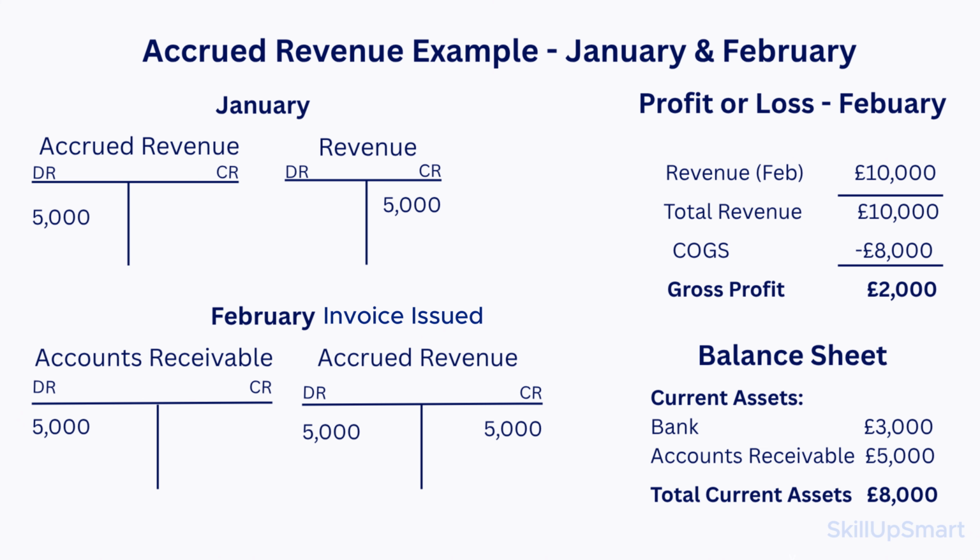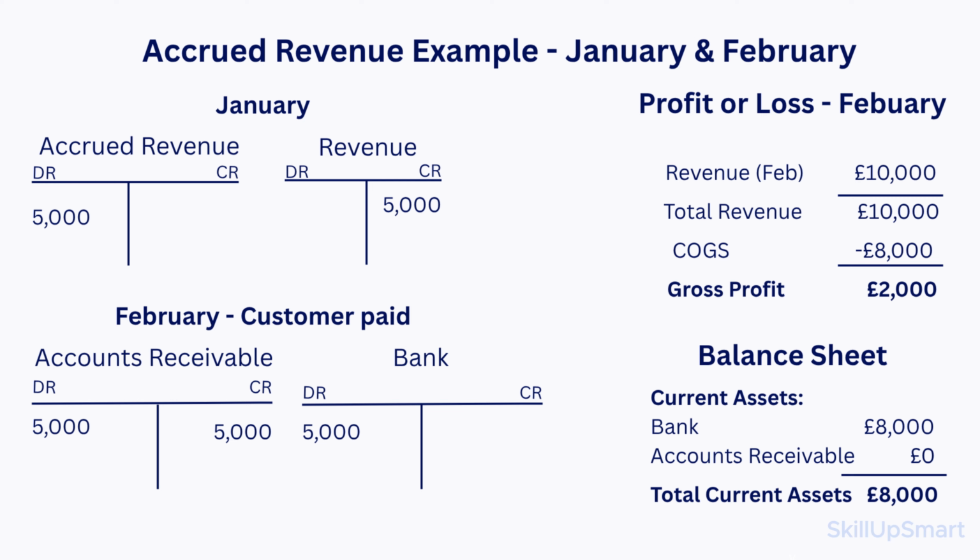When the invoice is issued, debit accounts receivable £5,000 and credit accrued revenue £5,000. Notice, no revenue account appears. Revenue has already been recognized. All we're doing is replacing accrued revenue asset with trade receivable asset. The customer now owes us through a formal invoice. Accounts receivable is debit £5,000 now and accrued revenue £0.